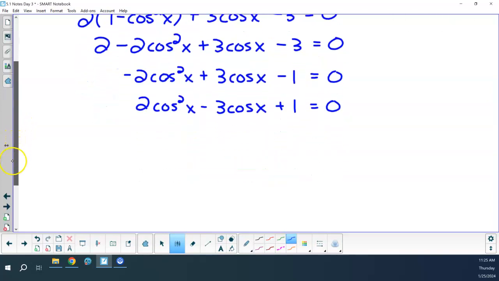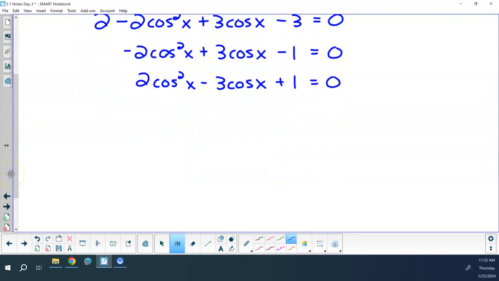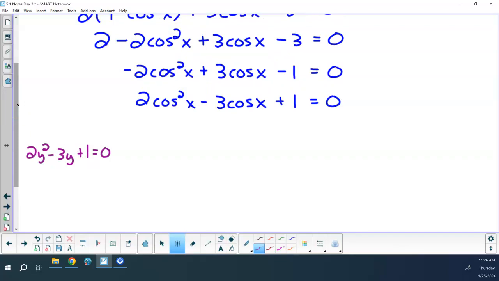We ready for our think box? Okay. What if this were 2y squared minus 3y plus 1 equals 0? I multiplied everything by negative 1 because Sadie said she didn't like this one. Before that, because 2 minus 3 is negative 1, I combined my like terms.